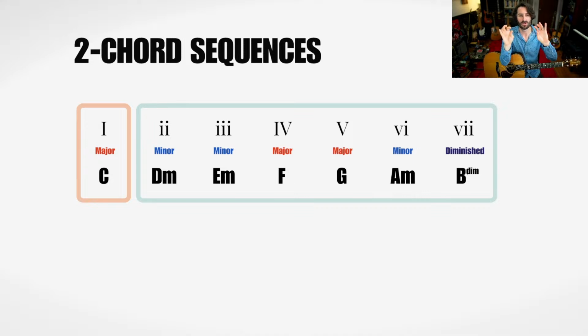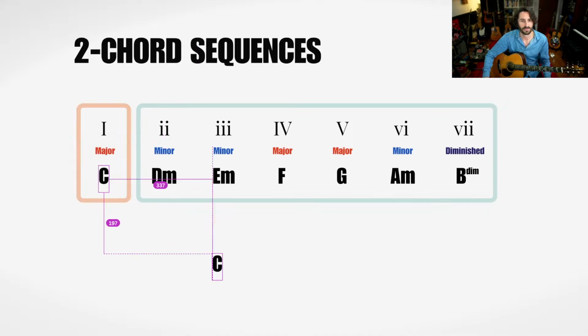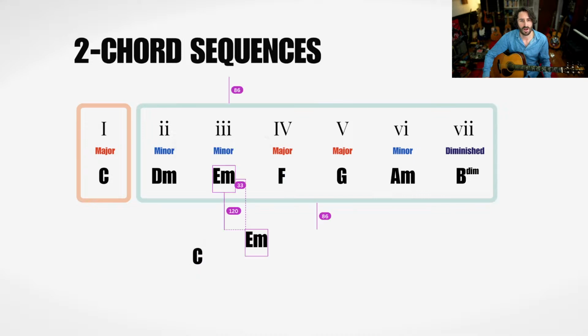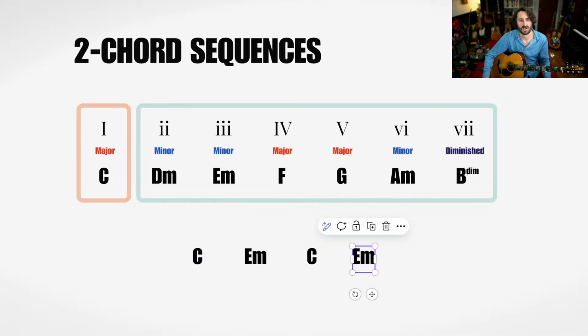Just playing around with toggling back and forth between two chords, but using that checklist. In this case, let's go from a C major and we'll go, I like the E minor. Let's go C major, E minor, C major, E minor. We'll go back and forth between those chords.